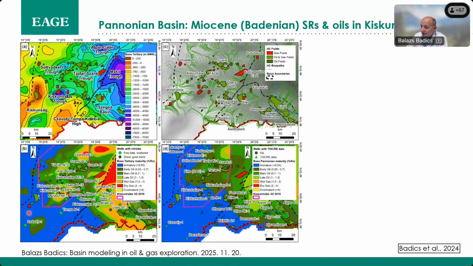And then basically a similar method was used, looking at maturity, calibrating it to vitrinite and temperature, looking at different source rock levels, looking at migration pathways, and then trying to estimate in which parts of that graben you have still undrilled closures, with which chance of hydrocarbons.